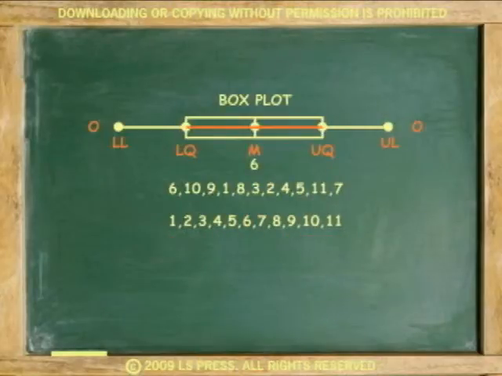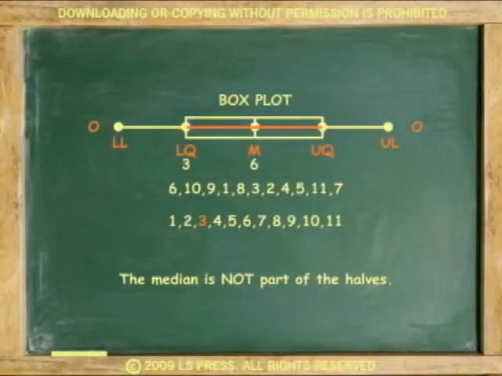Third, find the lower quartile. That's the number where 75% of all data is above and 25% is below. Fourth, find the upper quartile. That's the number where 25% of all data is above and 75% is below.